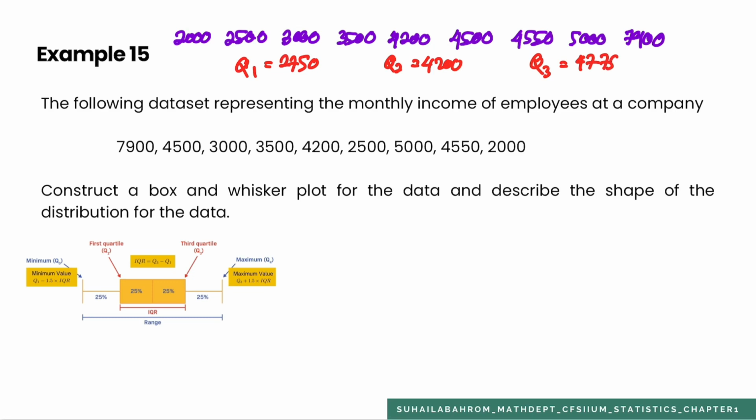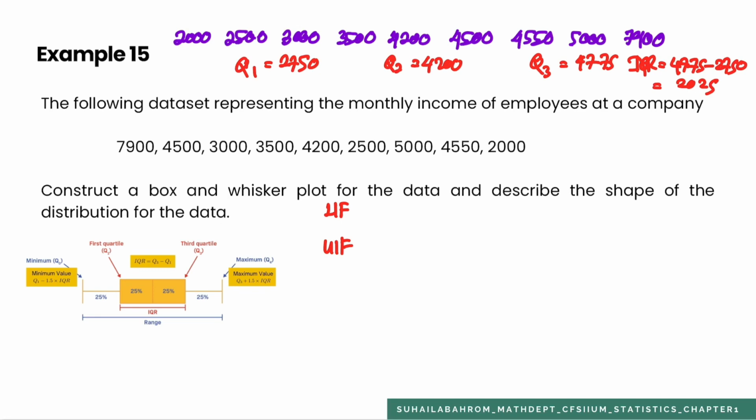Since we have to calculate the lower inner fence and also the upper inner fence, we need the value of the IQR. The IQR is equivalent to the difference between the third quartile and the first quartile. So the difference here is equivalent to 2025.